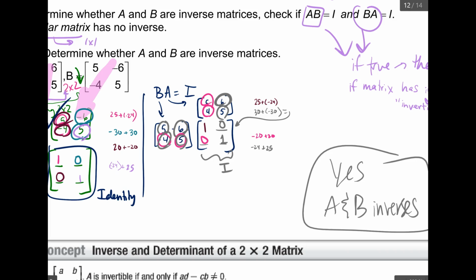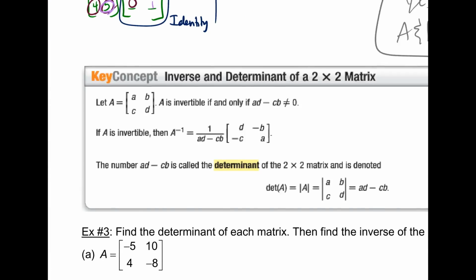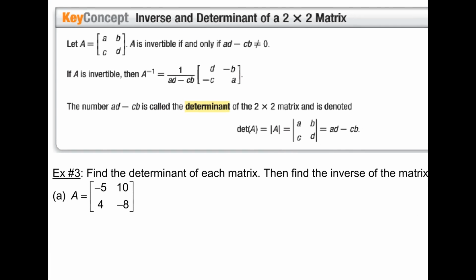All right, perfect. So the last thing we're going to talk about, the last page and a half of notes or so, is inverse and determinant of a 2 by 2 matrix. So I have A, B, C, D, this is my matrix A. A is invertible if and only if A times D minus C times B is not equal to 0.